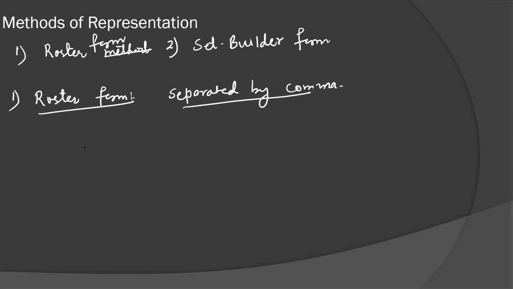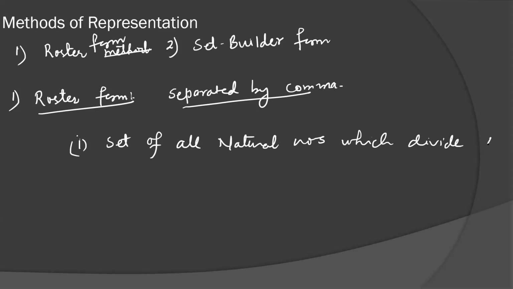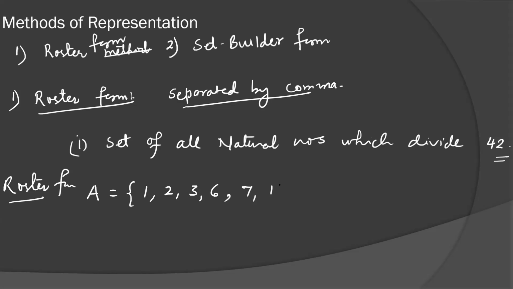Suppose we want to write the first example here: set of all natural numbers which divide 42. If we want to write the roster form for this statement, what are the divisors of 42? 1, 2, 3. You can see that 6 is also dividing 42, 7, 14, 21, 42.